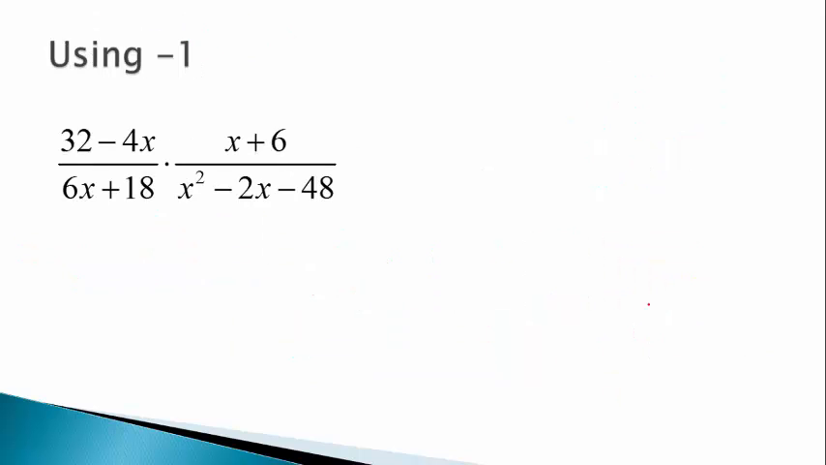Okay, so I have one more example using negative ones in our canceling. We talked about this a little bit in the first half of 9-1, and it can show up again in multiplication and division. Okay, so we have 32 minus 4x over 6x plus 18 times x plus 6 over x squared minus 2x minus 48. As always, when I'm seeing pluses and minuses like this, first step is to try to factor.